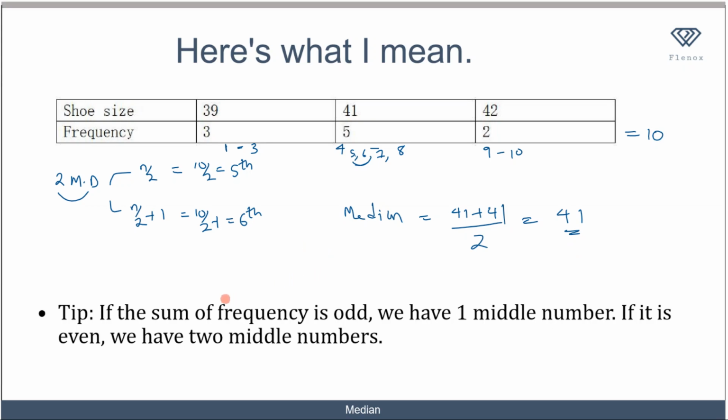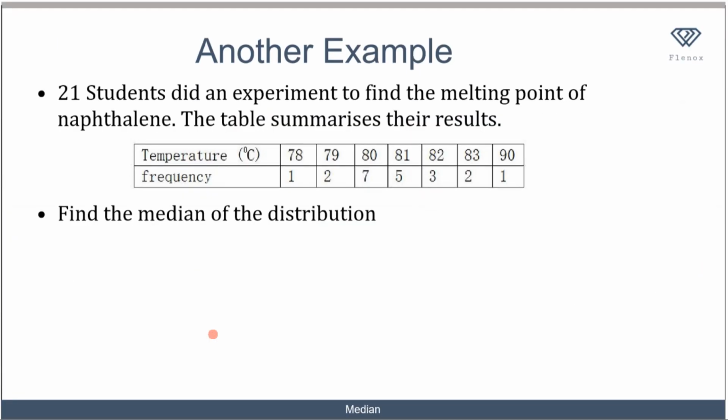So tip: if the sum of the frequency is odd, we have one middle number, as I've said before, and that middle number is found by finding n plus 1 over 2. However, if it is even, we have two middle numbers, and to find the median we find the arithmetic mean of the two middle numbers. So let's try to use that concept to solve another example.